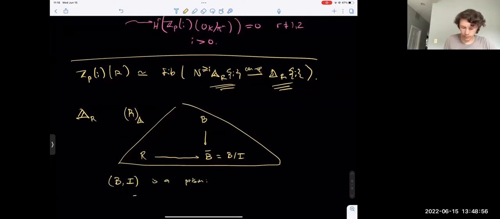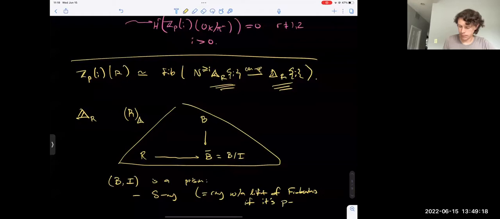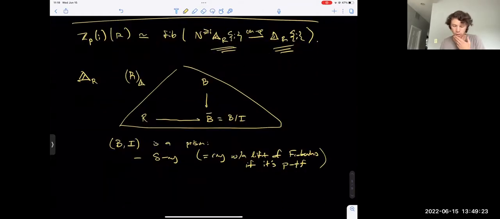So specifically, it's a delta ring. That's the same as a ring with a lift of Frobenius, if it's p-torsion free, and that's enough for our case. So I'm not going to stress too much about the difference. But yeah, this delta.